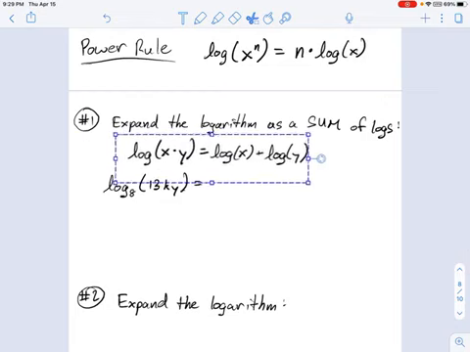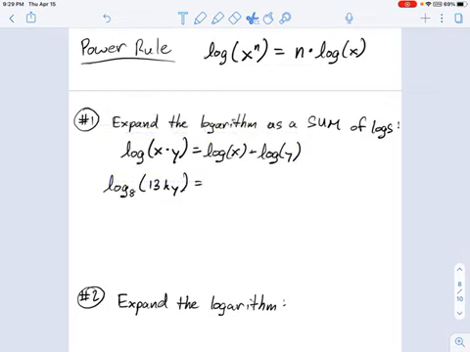Okay, so keep in mind, this doesn't necessarily refer to the variables x, y. It just means anything multiplied together. So I can rewrite this one here. Let's think about what's being multiplied together. Well, I've got 13 times k times y. So each of these things that's getting multiplied together becomes the argument of a new logarithm.